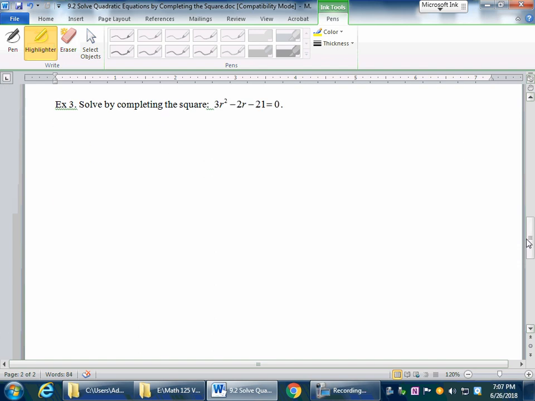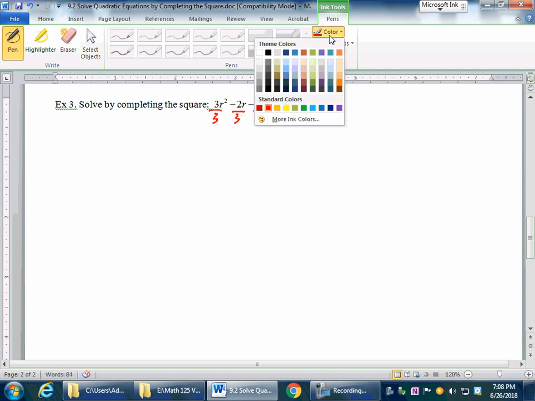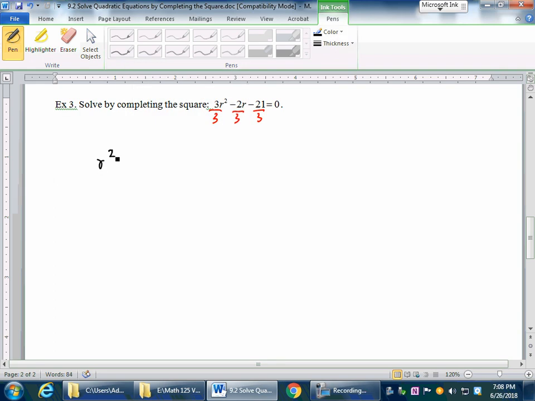Which is like in this example. So first, I'm going to try to get my leading coefficient to 1, so therefore I divided by 3 on all the terms. So this will become r squared minus 2 over 3 r minus 7 is equal to 0. Writing the variable terms on one side and a number on the other side by adding 7 to both sides. And now we need to add a number to make a perfect square trinomial on the left-hand side. And the formula will allow us to find that out.